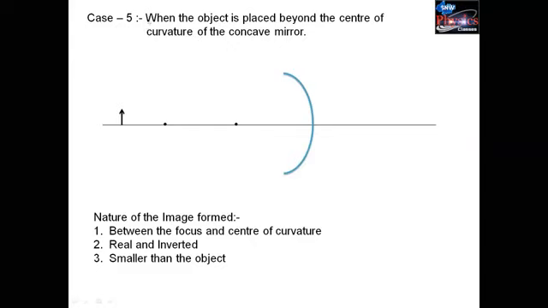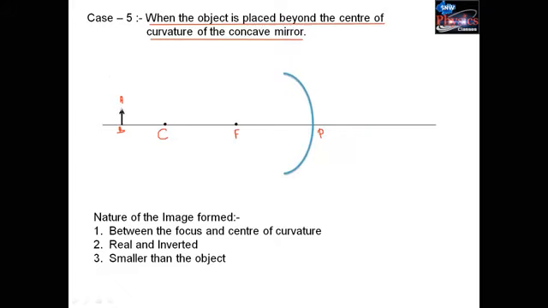Now, the fifth case is when the object is placed beyond the center of curvature of the concave mirror. Beyond the center of curvature means behind the center of curvature. Again we have the object AB. AB is the object. Here it is C, center of curvature. Here it is F, and this one is P. Where have we placed the object now? Beyond the center of curvature.